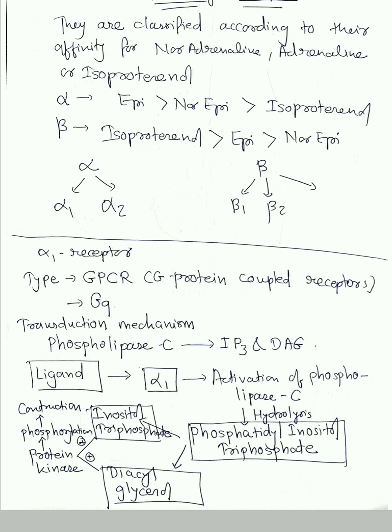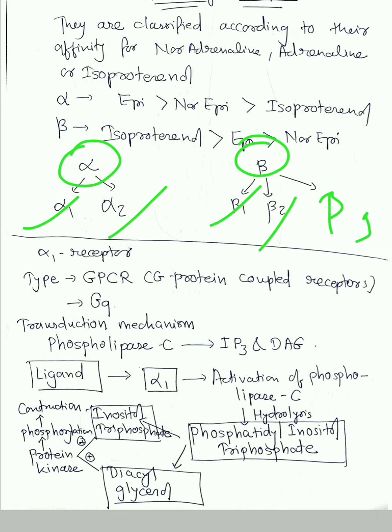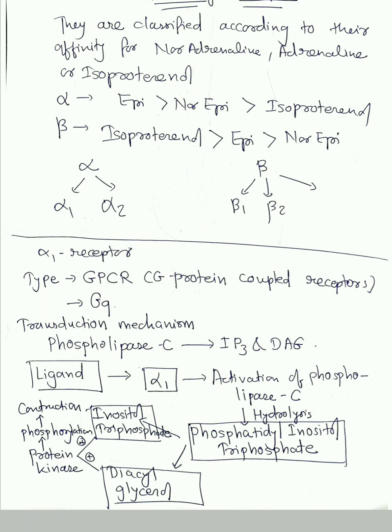Now again, this alpha and beta is subdivided into alpha 1, alpha 2, beta 1, beta 2, as well as beta 3. The research on this receptor is very less, but still it exists. So let's start one by one. In today's video I am going to cover only the alpha 1 receptor.